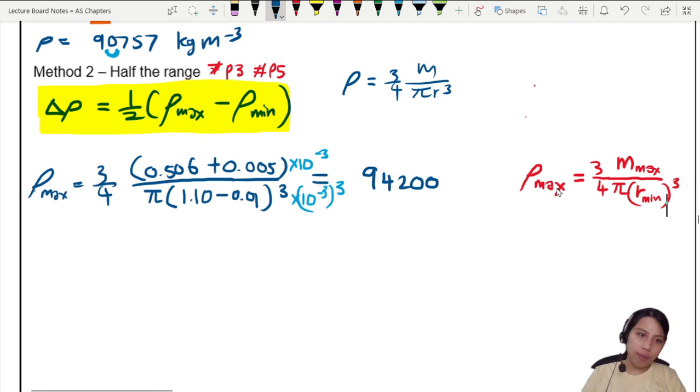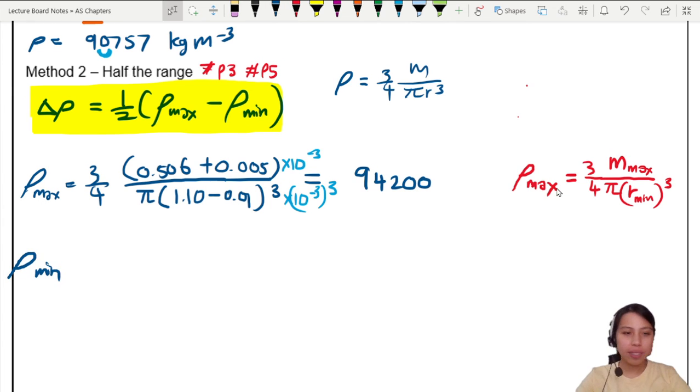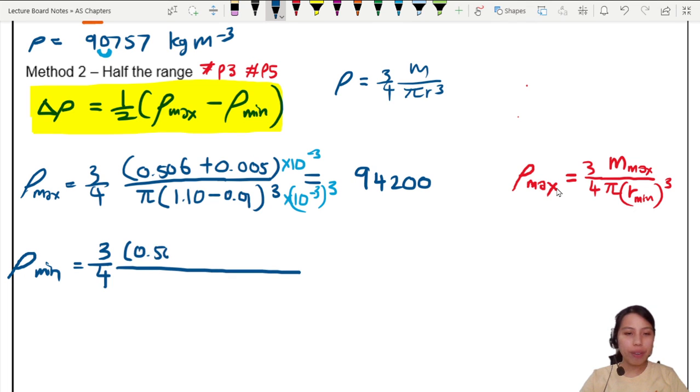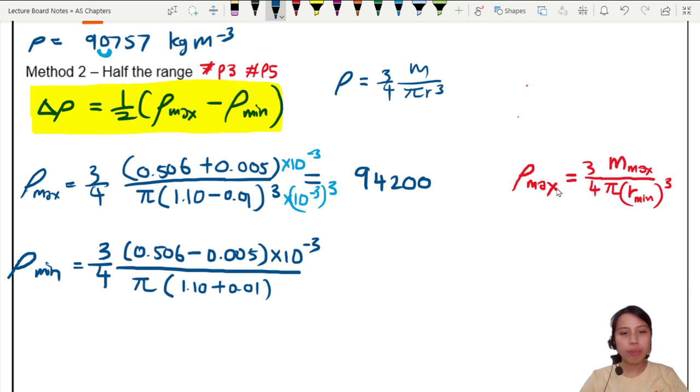So we do the same thing again, but now we want to find the minimum. This will be equal to 3 over 4. We repeat the same thing, but now we put the minimum value on top. So the minimum will be 0.506 minus the uncertainty, 0.005, times 10 to the negative 3, over pi times the maximum radius. So you do 1.10 plus 0.01, the uncertainty, and this will be cubed. Don't forget the prefix, 10 to the negative 3, but also must cube this one.